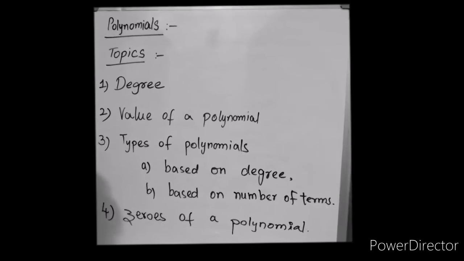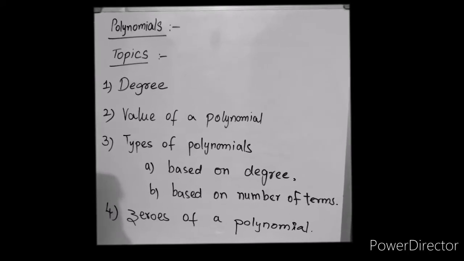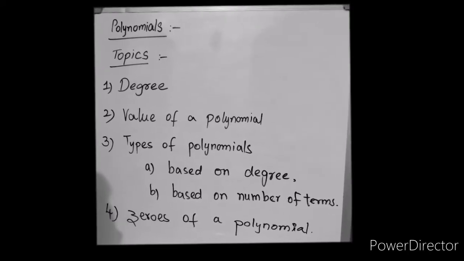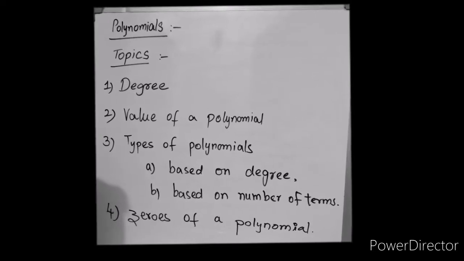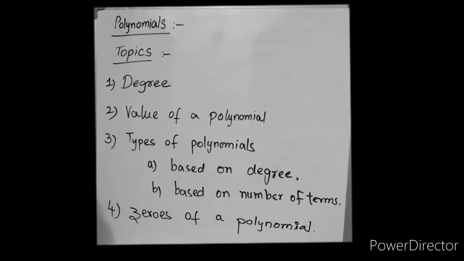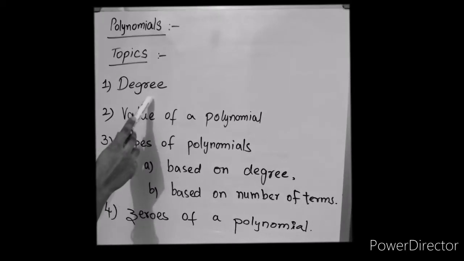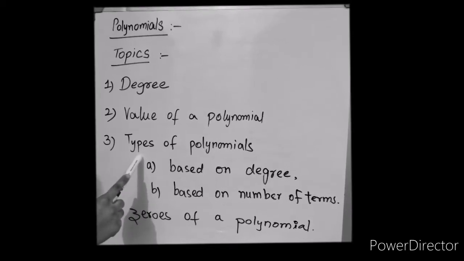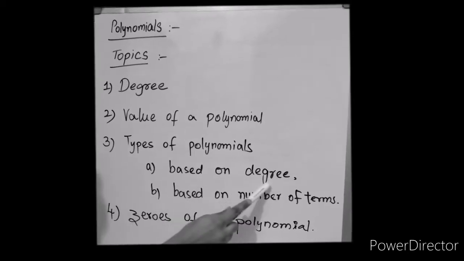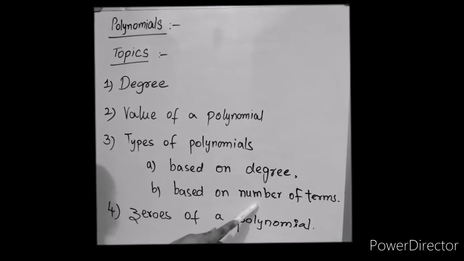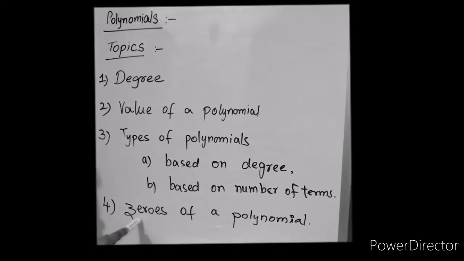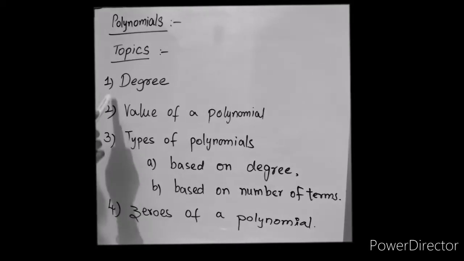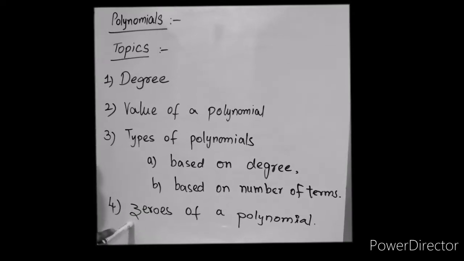After knowing about the definition of polynomials and general formula of polynomials, we need to know the concepts like what is degree, what is value of a polynomial, and different types of polynomials which are based on degree as well as number of terms and zeros of the polynomial. Now I am going to cover all these topics.